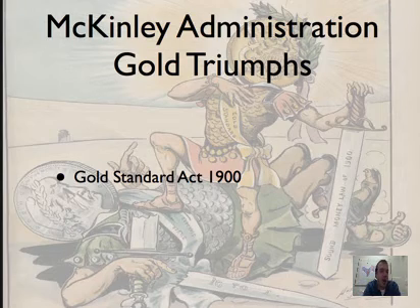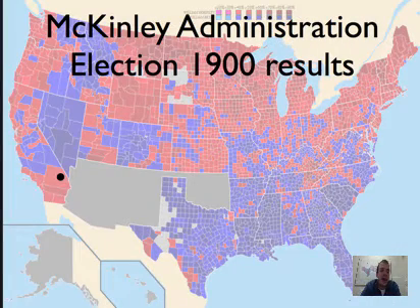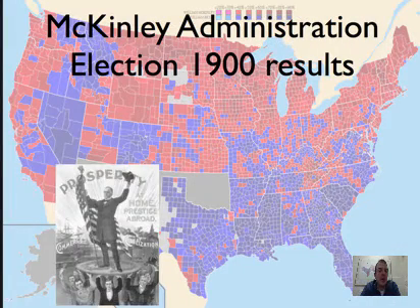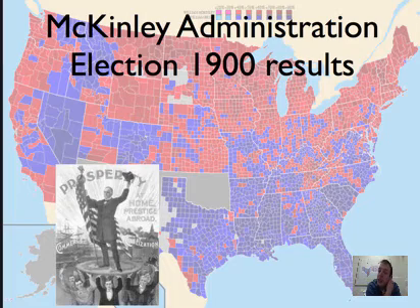In 1900, while McKinley is in office, Congress passes the Gold Standard Act, which declares that gold will be the only standard of U.S. currency, and this officially ends the debate on silver. In 1900, William McKinley wins re-election, defeating William Jennings Bryan again, even more overwhelmingly than before. This has to do with the economy doing well and winning the Spanish-American War.